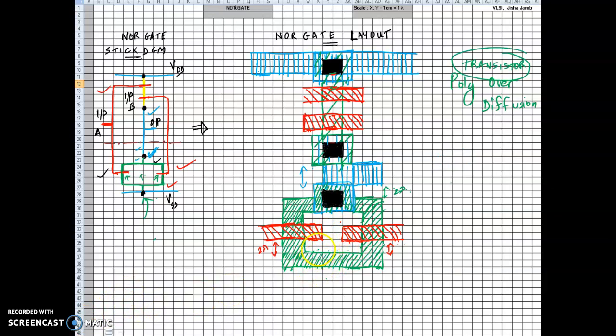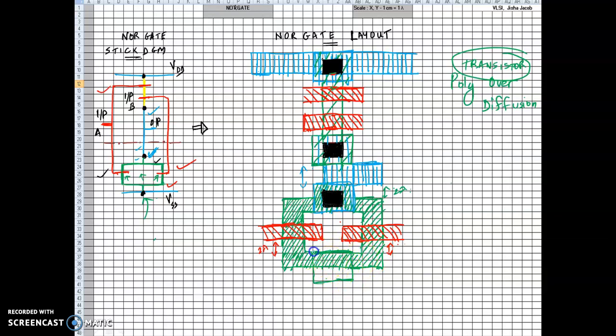When I draw the contact, it is going to be 4 lambda. That means 1, 2, 3, and 4. I'm going to draw the box here. Okay, the 4 lambda by 4 lambda box. 1, 2, 3, 4. Go. 1, 2, 3, 4. Go. Let's close that box.